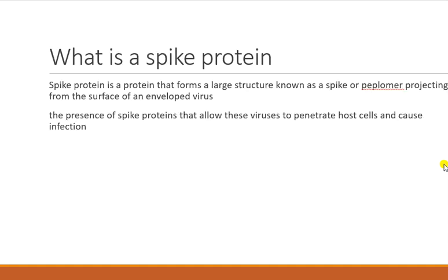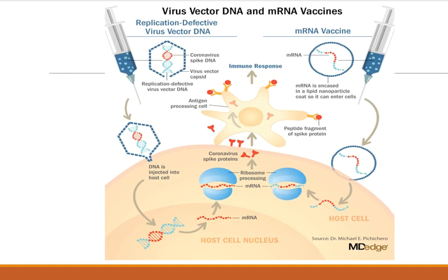So what is a spike protein? A spike protein is a protein that is projecting from the surface of an enveloped virus. The presence of the spike protein allows this virus to penetrate the host cell and cause infection. And that is in simple terms what they are.